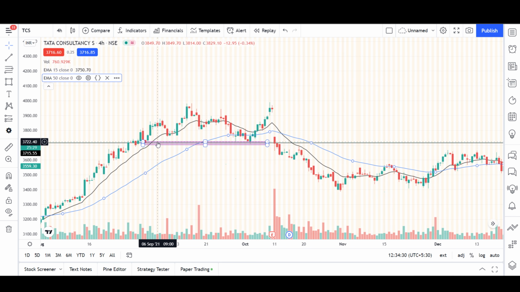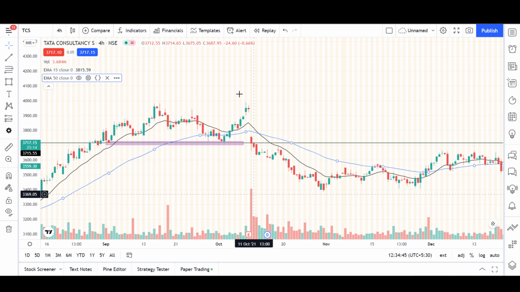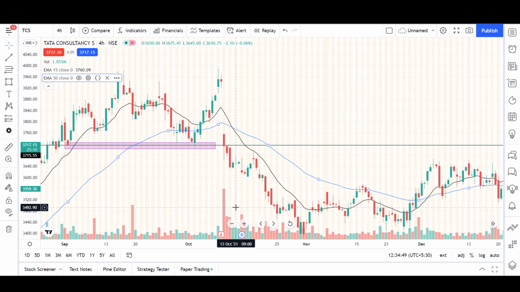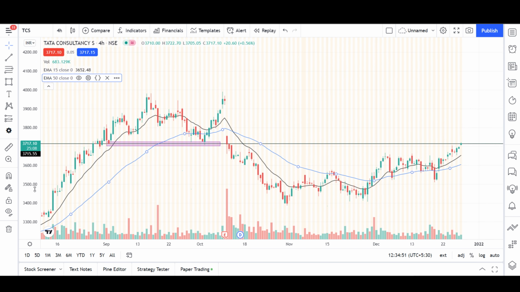start making zones like these. We identified this as a support zone. Let's assume we're at this point right here. So we may not exit our trade here. We can continue to hold it, because this is a support for the stock. So this is how you can take bullish trades using this 50 and 15 EMA crossover.